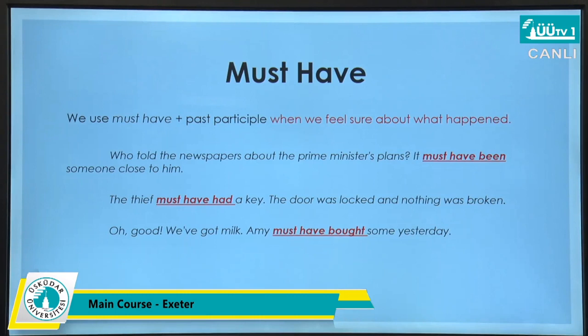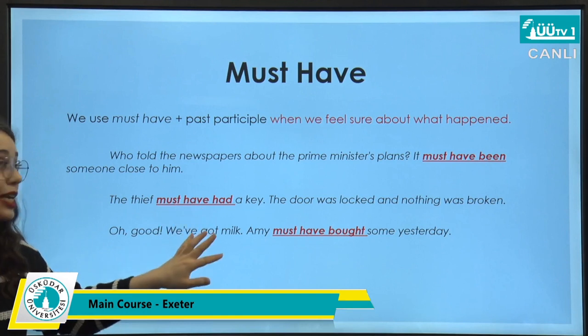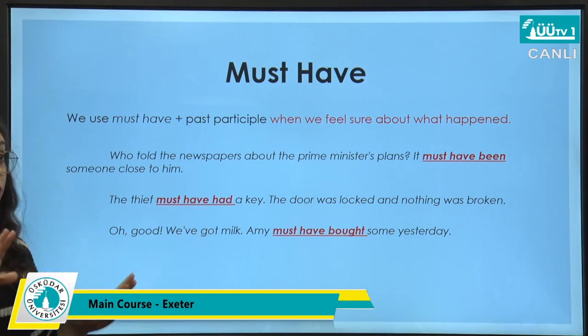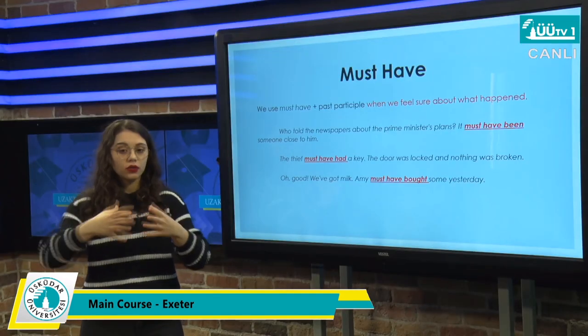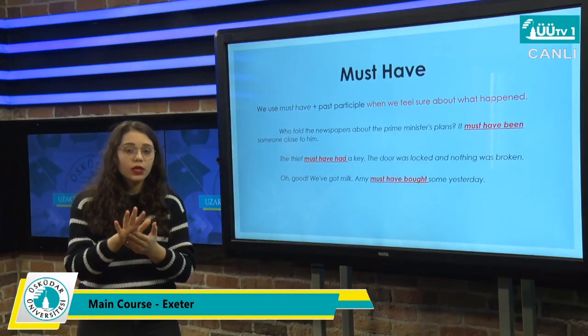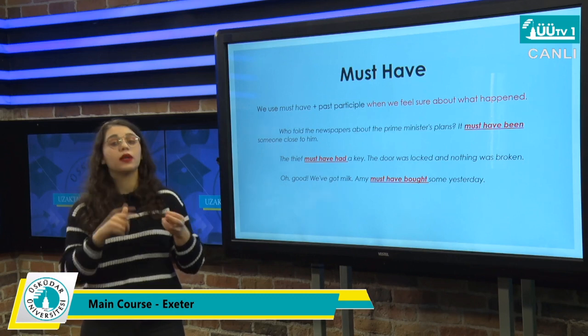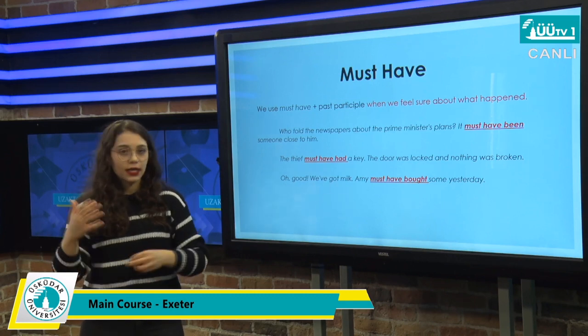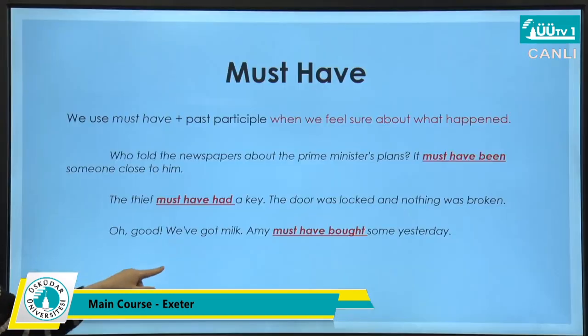Let's look at it. Must have. So we use must have with verb 3, past participle, when we feel sure, when we feel very certain that something had happened, okay? Let's look at the example here. For example, the thief must have had a key. The door was locked, nothing was broken. So we're so sure that the thief had the key because the available information tells us that the thief must have had a key.